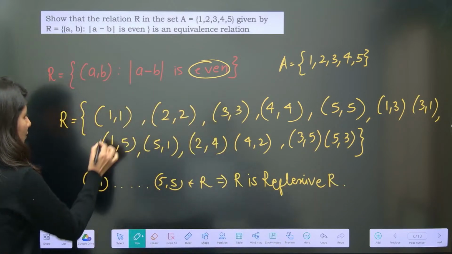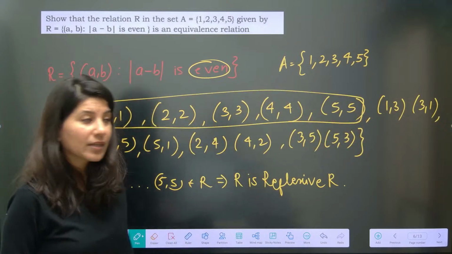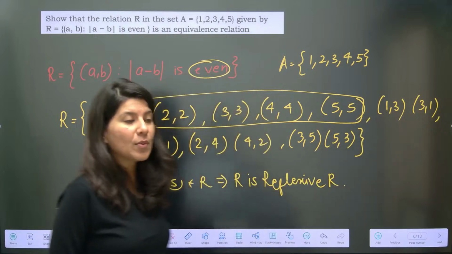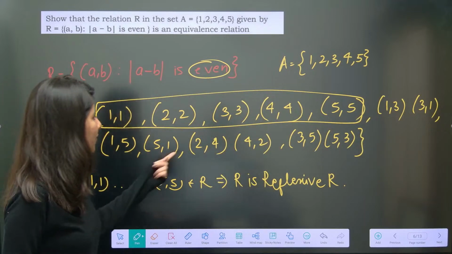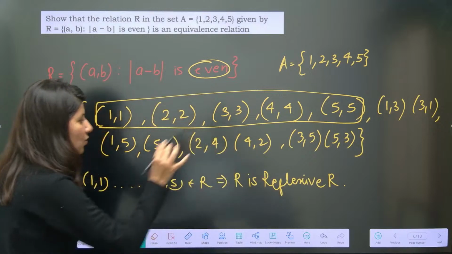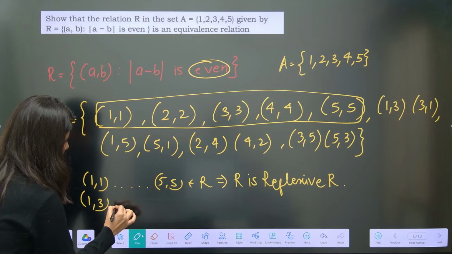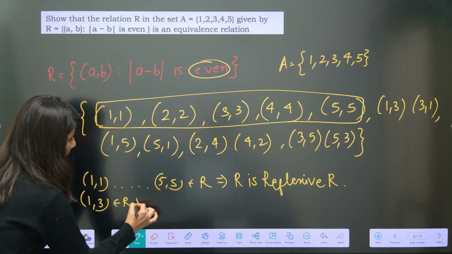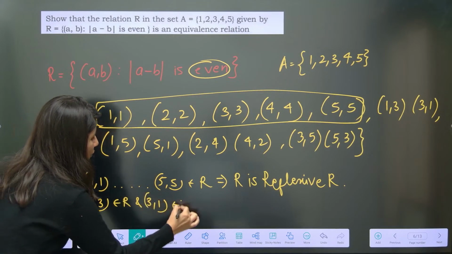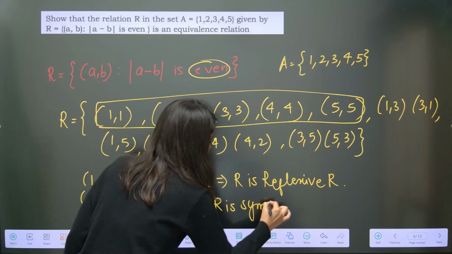Okay. So right from here till here, I am getting the reflexive relation. 1 comma 3, 3 comma 1 is there. 1 comma 5, 5 comma 1, 2 comma 4, 4 comma 2, 3 comma 5, 5 comma 3. So the rest of the ordered pairs, starting from 1 comma 3, belong to R and 3 comma 1 belongs to R. This implies R is symmetric as well.